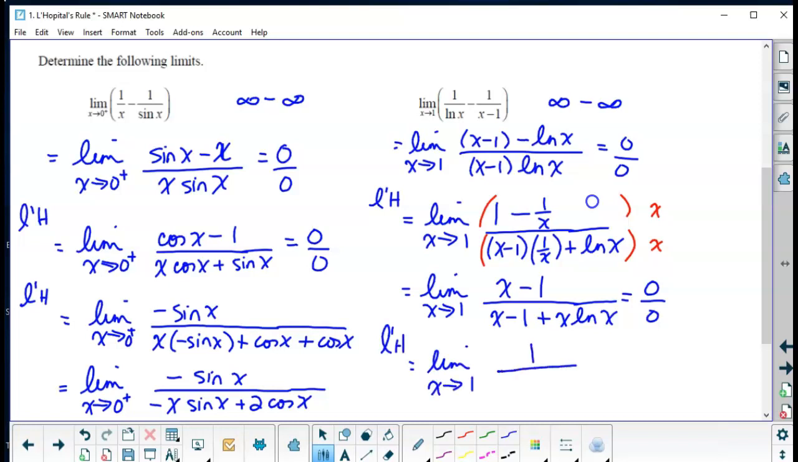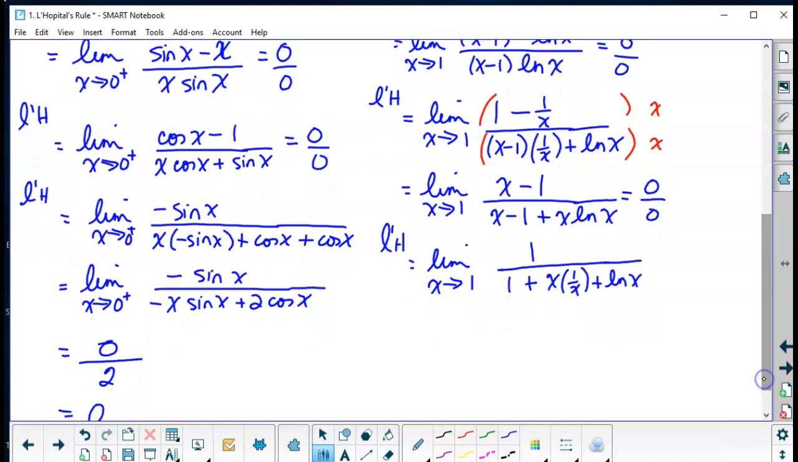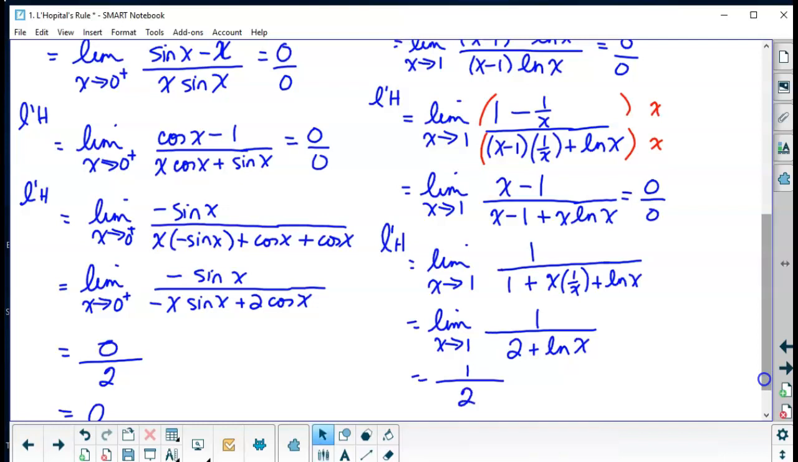So that would be 1 over 1 plus x times 1 over x plus ln x. 1 over 1 plus 1 is 2 plus ln x. And so when I substitute 1 in, I get 1 over 2 plus 0, which is 2. So it's 1/2. All right, we're done. L'Hopital's rule.